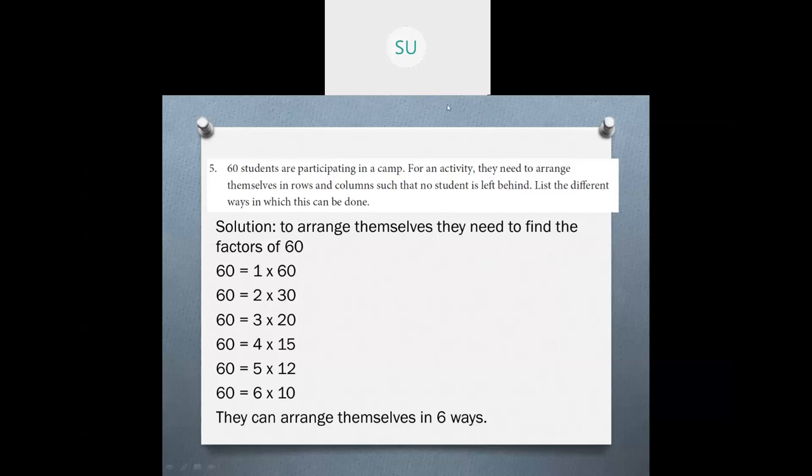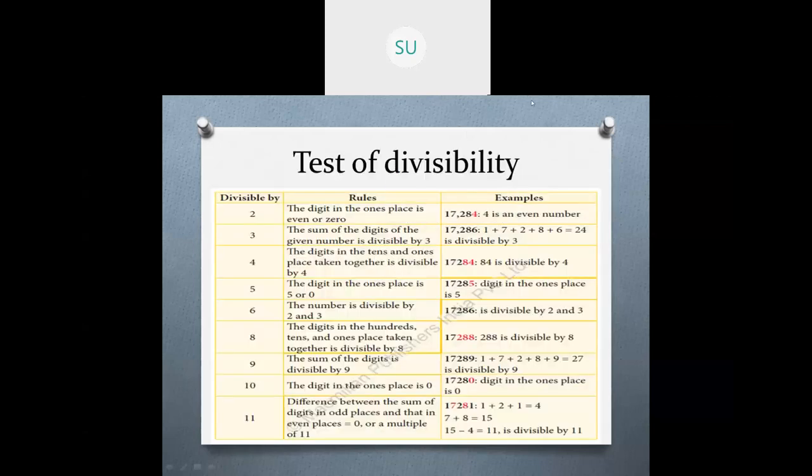Now we'll continue with the next topic, that is tests of divisibility. What is the meaning of divisibility? Divisibility means when a number can be divided by another number exactly without any remainder. For example, if I ask you to find if 24 is divisible by 2, I can divide 24 completely by 2 without any remainder, which means 24 is divisible by 2. There are different rules by which you can find if numbers are divisible by these different numbers.